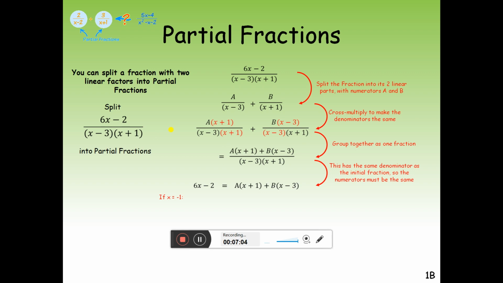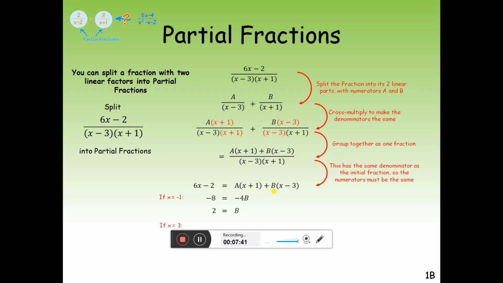Now, for this, we have one shortcut method. If we put x equal to minus 1, here this factor will become 0 and only b will be there. So we can find the value of b from here. Putting x equal to minus 1 in the left hand side and right hand side, we get minus 8 on the left and 4b on the right. From here, the value of b is 2.